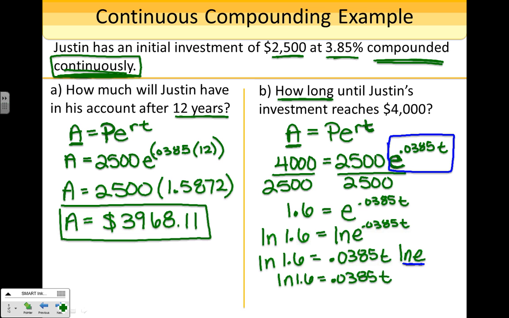So I can just divide by 0.0385, and you should get T is about 12.21 years. So a little over 12 years for Justin's investment to reach $4,000.